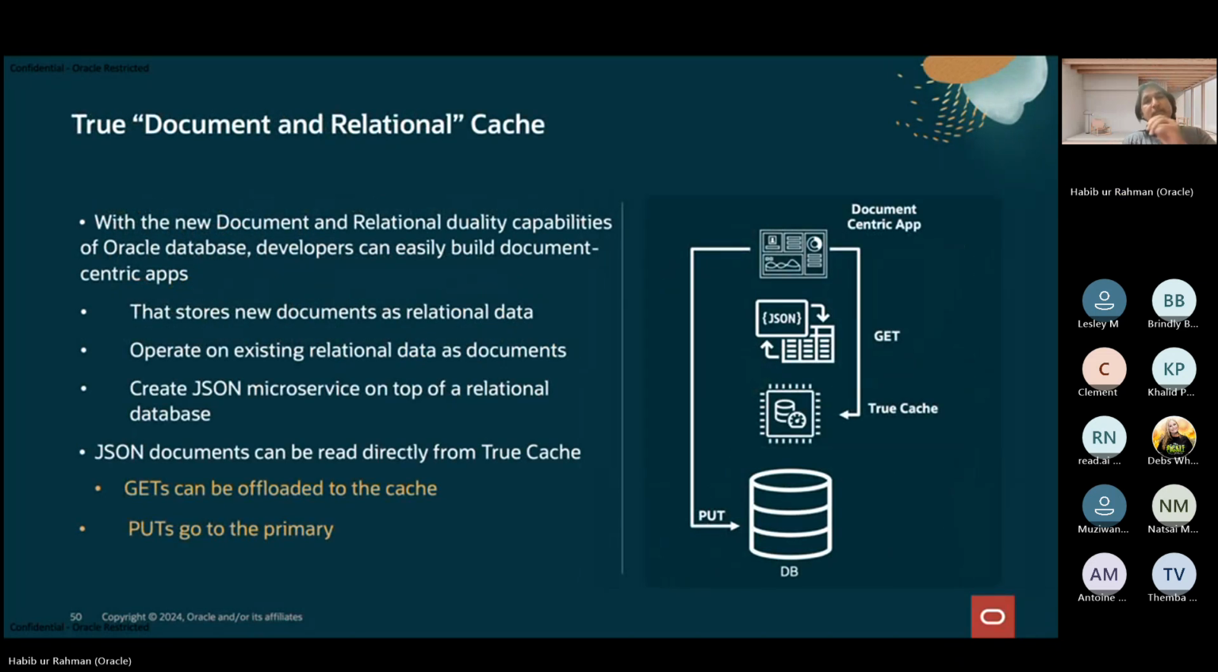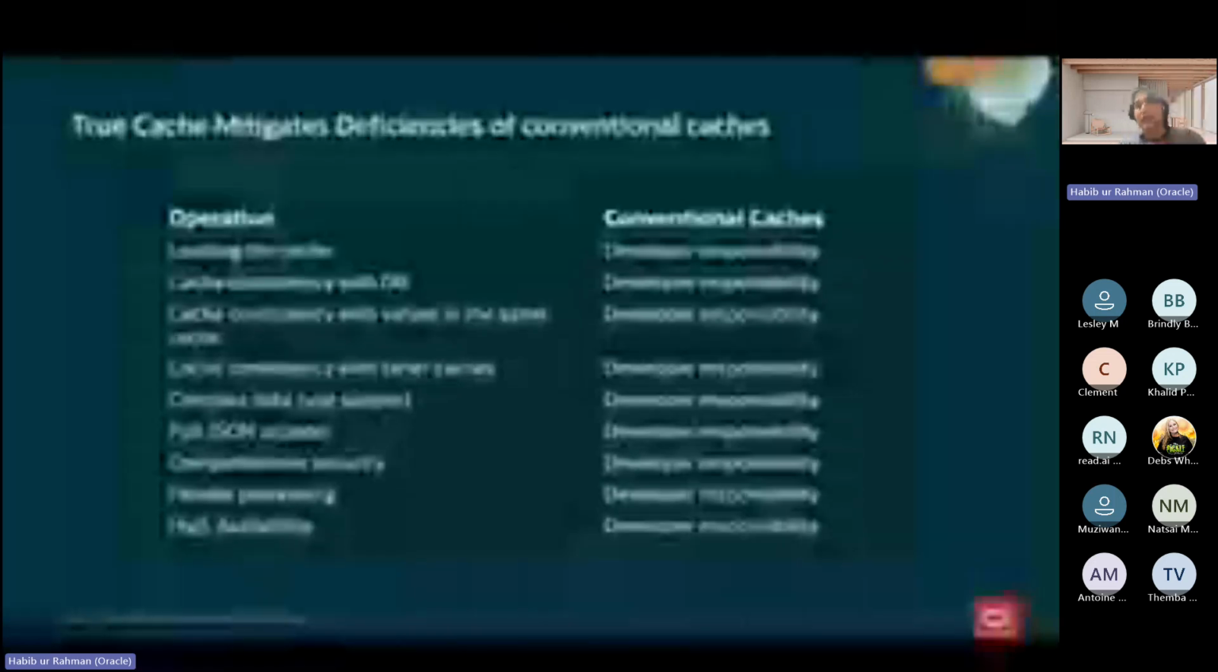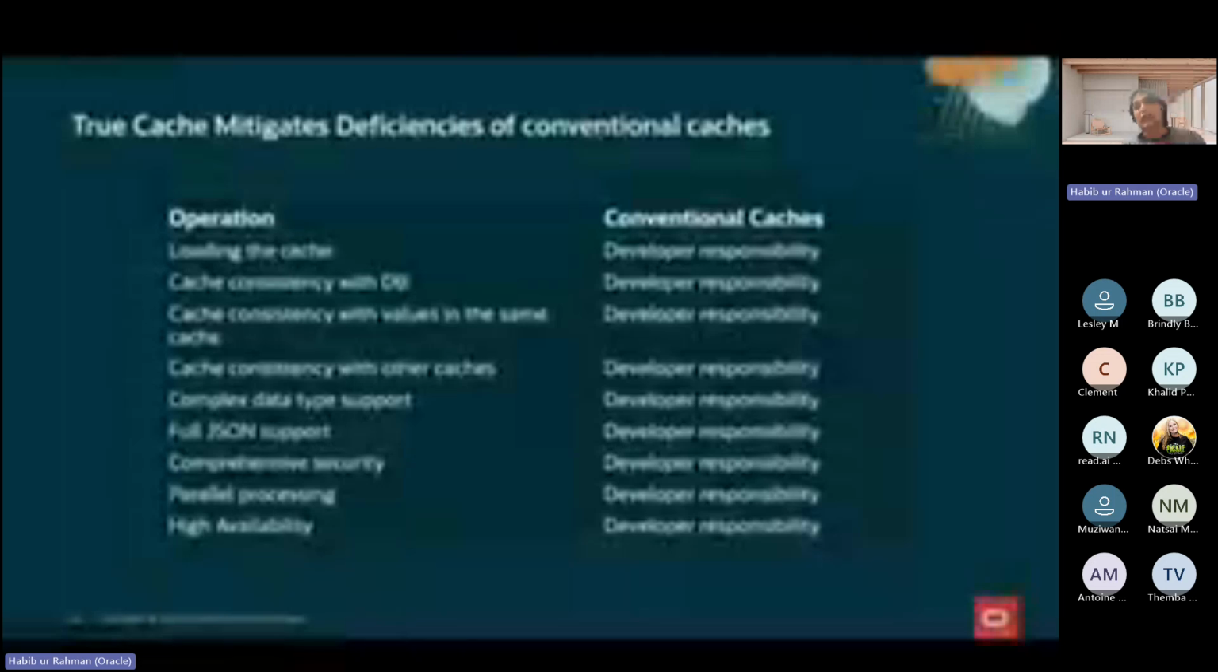Now, JSON support, right? Okay, now this is a very important thing. True Cache mitigates the deficiency of conventional caching. In conventional caching, loading the cache and keeping it consistent with the database values is the developer's responsibility. There is a lot of burden on the developers. They have to take all the responsibility to ensure that every operation is met, so their workload increases. A lot of code and manual work is required.